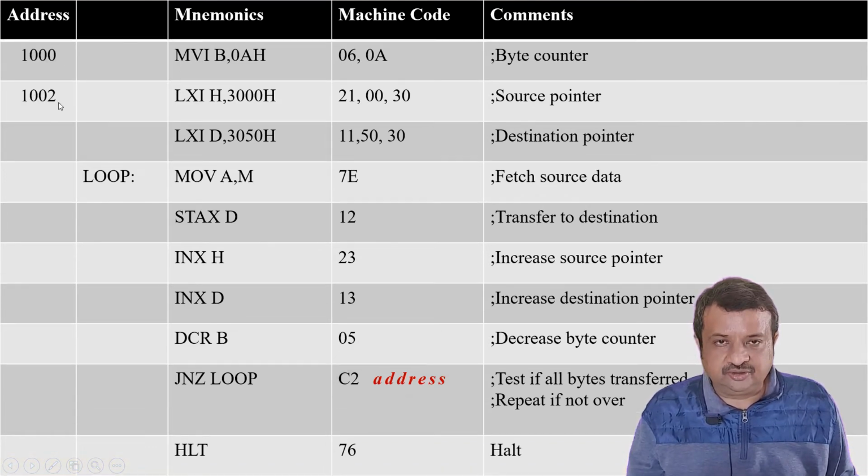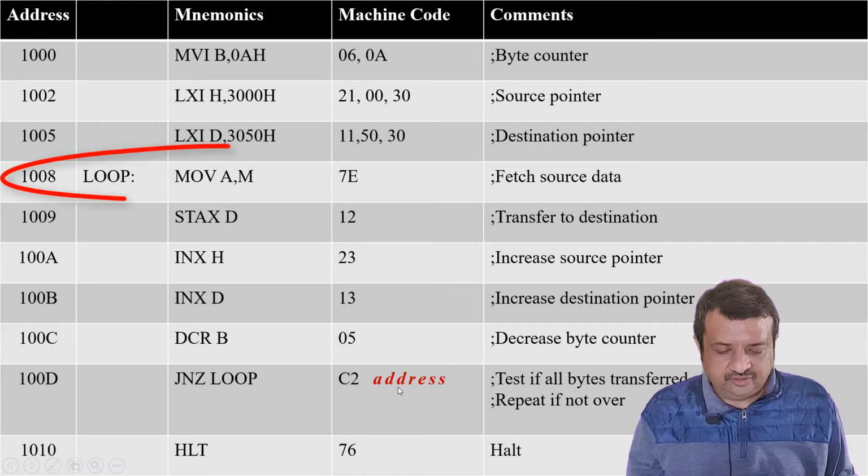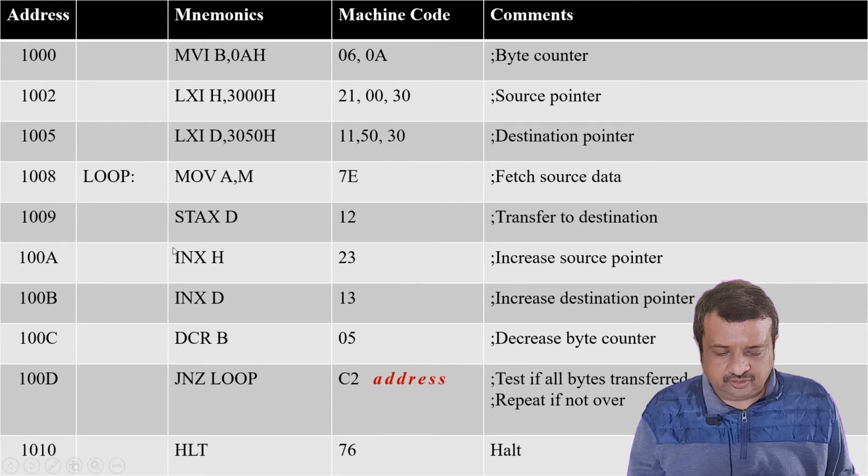So it is 1000, then it is 1002, 1005, 1008, 1009, A, B, C, D, and then halt. So now this address which we want, that is available over here as 1008. So I should change this address to 1008.